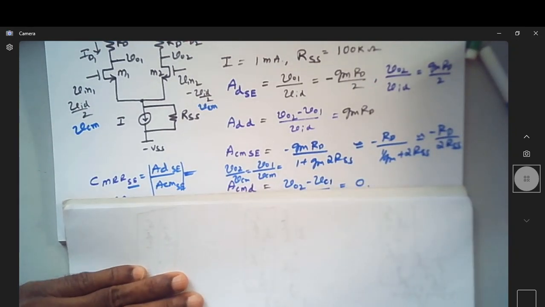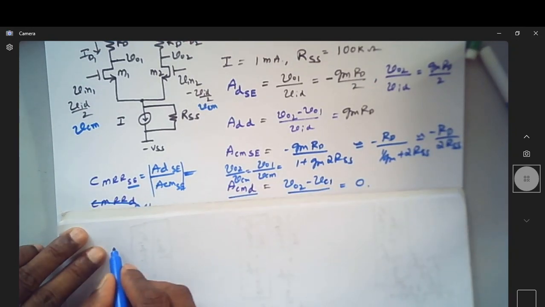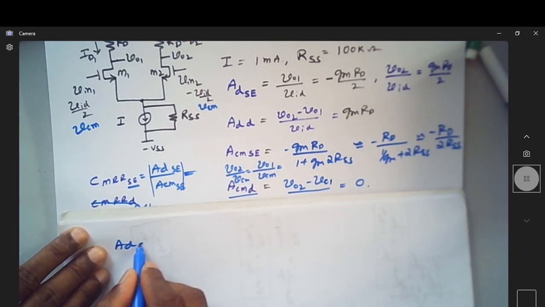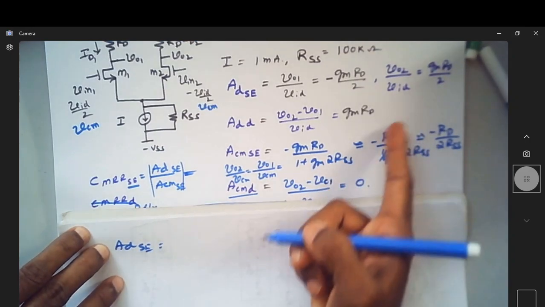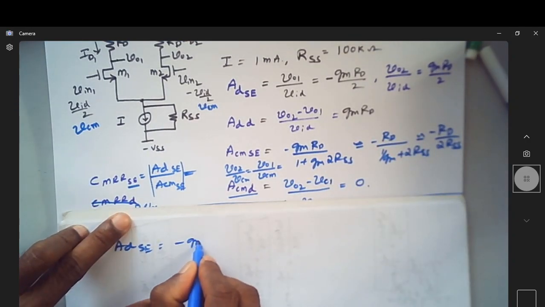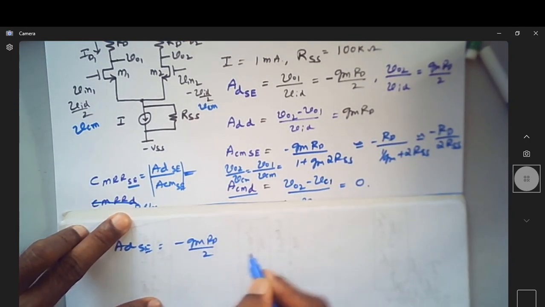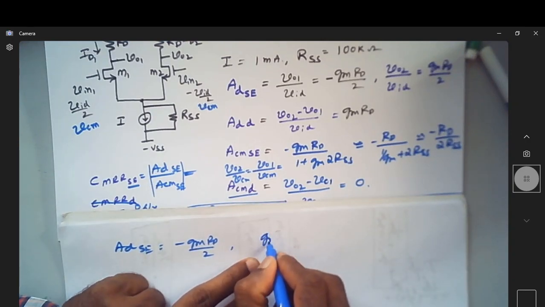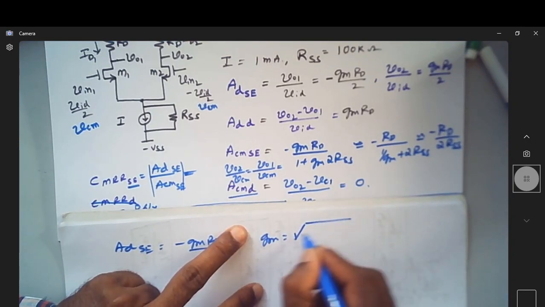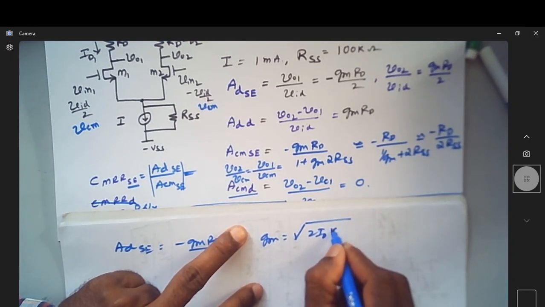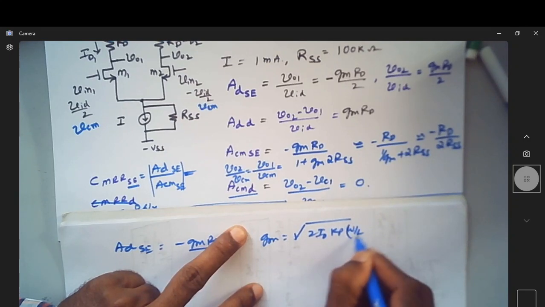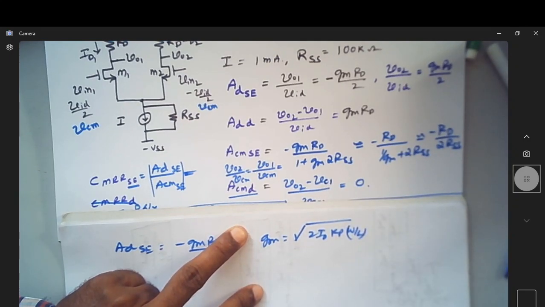So I know that I need to find out what is ADSE. ADSE is nothing but, as per this, it is minus GM into RD by 2. So what is GM now? GM is given by the square root of 2 ID Kp W by L. Let me see. Yeah, this is fine.